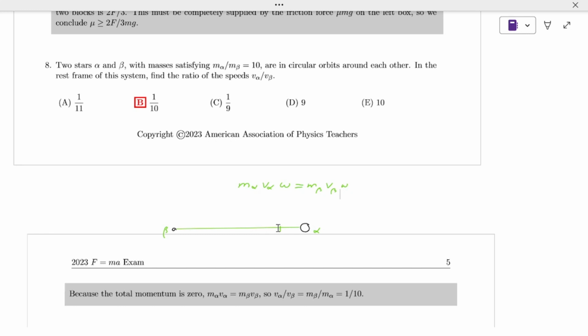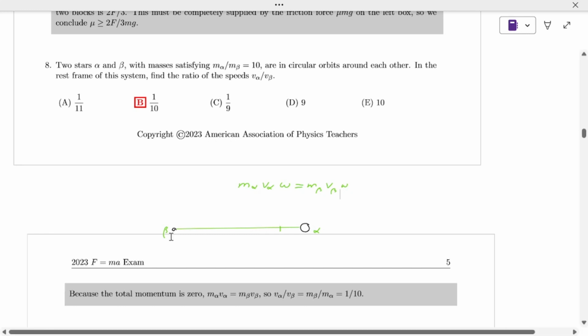You can simply ask yourself about the centrifugal force. The centrifugal force of the two stars must be the same because they both equal the gravitational force between the two, right? From that triangulation, you know that if you compute the centrifugal force of beta versus alpha, since they both equal the gravity, they must be the same.